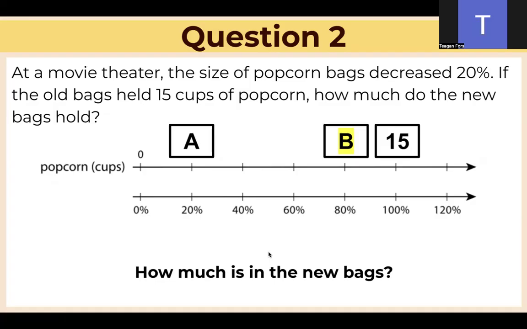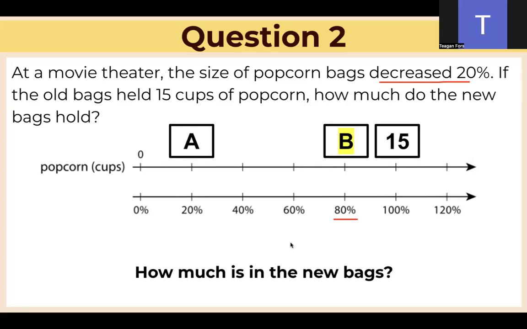Box number B is the correct answer because we decreased by 20%, which means if we are decreasing 20%, we are taking away 20% and we are left with the other 80%. So I know that 100 minus 20 will get me to 80%. So that's why I'm looking for box B. Now I need to solve how much is in the new bags. Give it a try.